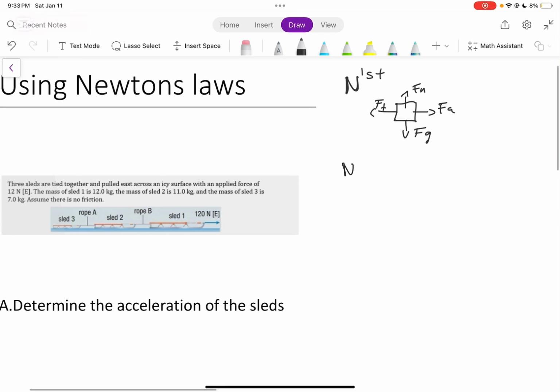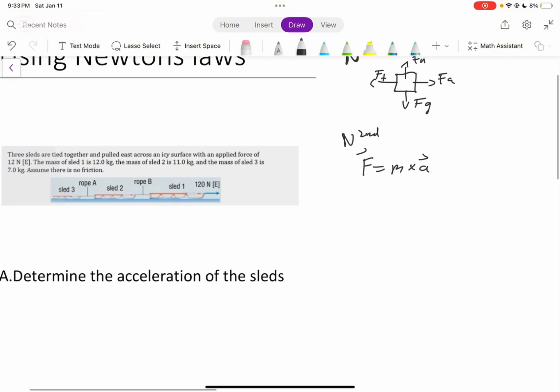Newton's second law implied that the net force on an object, which is the total amount of the forces, is equal to the mass times the acceleration. So force net is equal to mass times acceleration. The reason I'm going through this quickly is because I did an in-depth video about this previously. So if you want the full video, you can just go to the one previous to this.